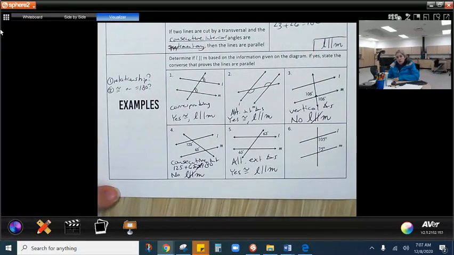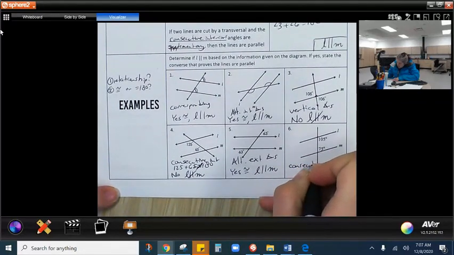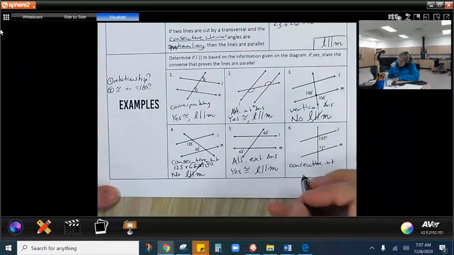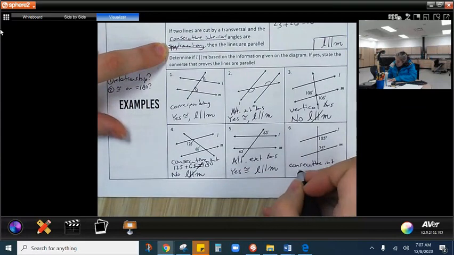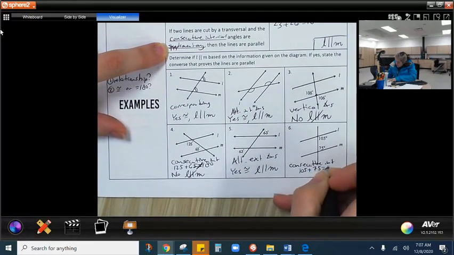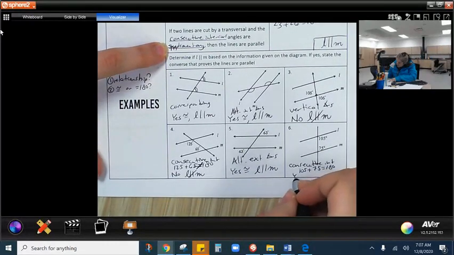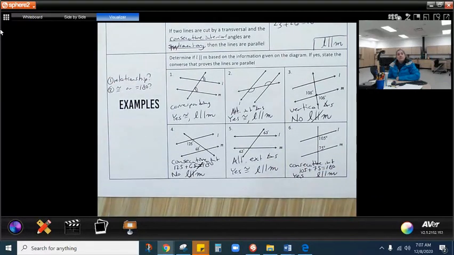All right, number six over here, we again have consecutive interior angles. We've got 105 and 75. Consecutive interiors are supplementary. So we should have 105 plus 75 equal to 180. Is that true? Yes, that does in fact equal 180. So L is parallel to M. And we are good there.